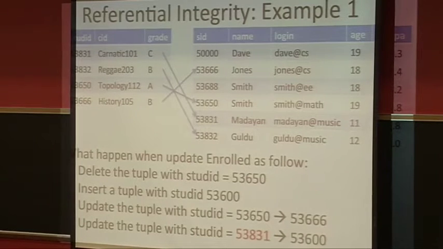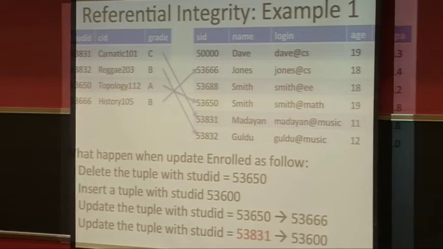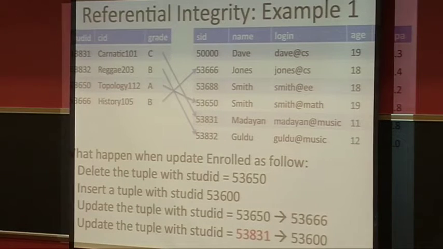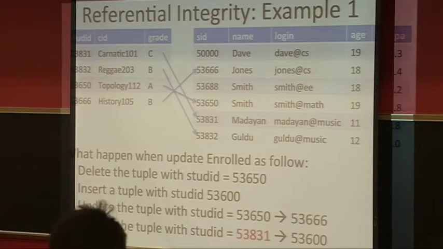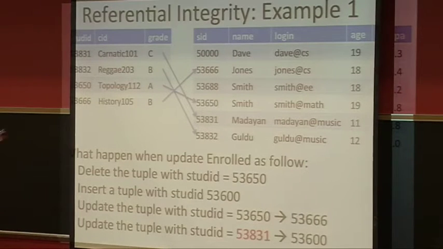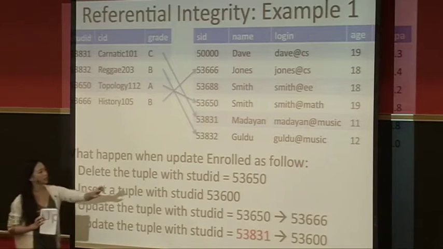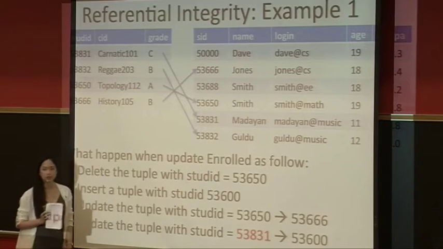Do you guys want to try it out, or just want to think about it? Okay, I don't mind. We don't have to try it out because I have something for you to practice before the lecture ends. So, based on this, and based on the table we created, what will happen if we delete the tuple with student ID 53650? So what will happen when we update the enroll table as follows?